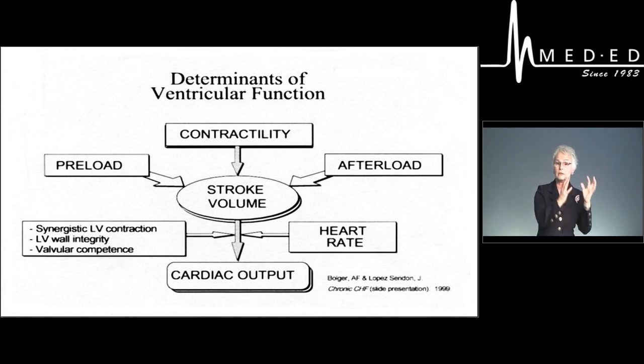What's another preload reducing agent, not dobutamine, not milrinone, a preload reducing agent that you can give a patient who's in renal failure? It's not a diuretic. It's called a vasodilator, and the drug of choice is nitroglycerin. So you're going to give IV nitroglycerin because what that does is dilate all the peripheral vessels. So you have decreased venous return and you unload the heart.